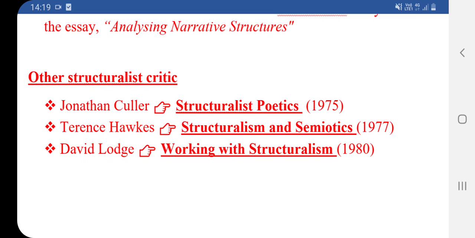Now, these three critics, Jonathan Culler, Terence Hawkes, and David Lodge, are also associated with the field of structuralism. You don't have to dig deep into these critics. You just need to remember the names of the works that they have written. Jonathan Culler wrote Structuralist Poetics, published in 1975, and similarly Terence Hawkes wrote Structuralism and Semiotics, published in 1977, and David Lodge wrote a work named Working with Structuralism, published in 1980. So that's all. I hope that you have noted all of this.